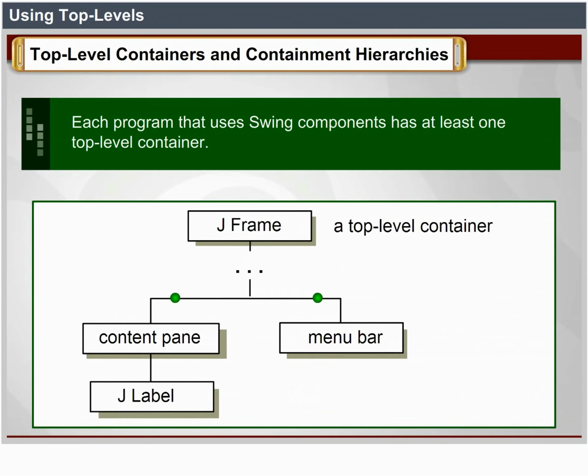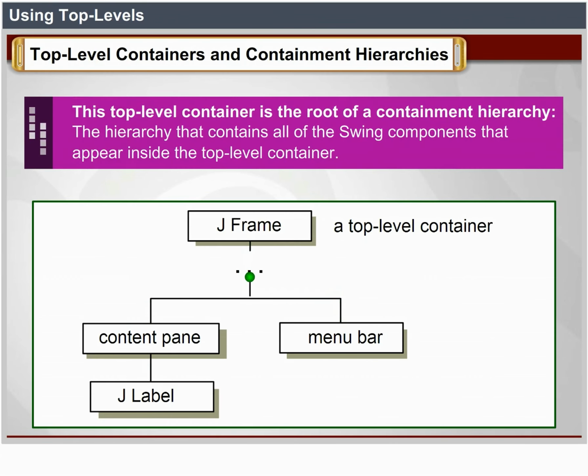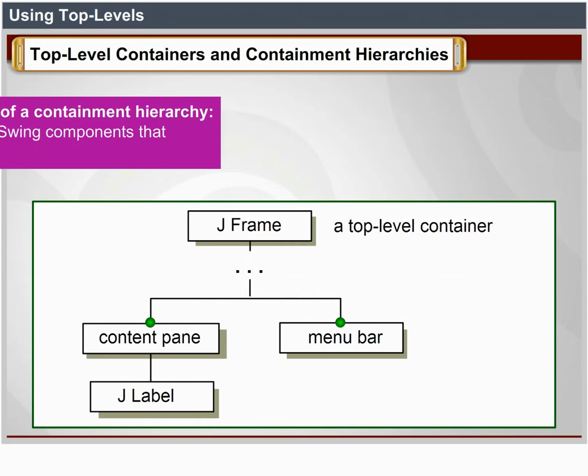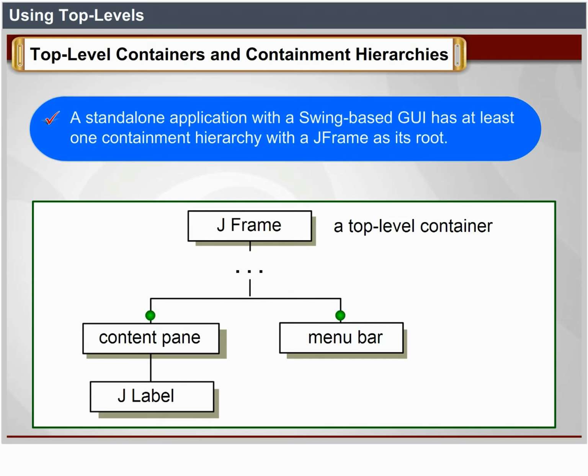Each program that uses Swing components has at least one top-level container. This top-level container is the root of a containment hierarchy, the hierarchy that contains all of the Swing components that appear inside the top-level container. A standalone application with a Swing-based GUI has at least one containment hierarchy with a JFrame as its root.